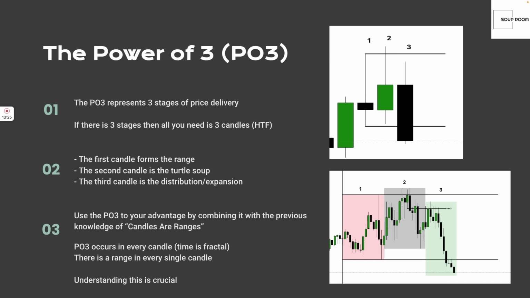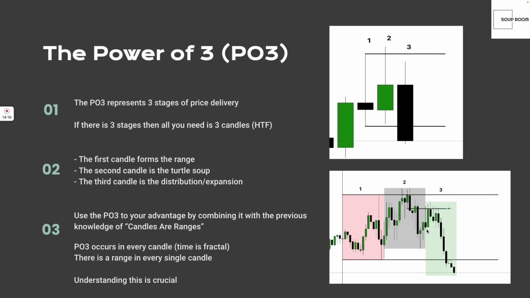Use the power of 3 to your advantage by combining it with the previous knowledge of candles are ranges. Go back if you need to refresh. Power of 3 occurs in every single candle. Time is fractal. Like I mentioned before, there is a range in every single candle. Understanding this is crucial to your success in trading. Focus here for a second. This image right above with the 3 candles is the higher time frame. The image below is the lower time frame.